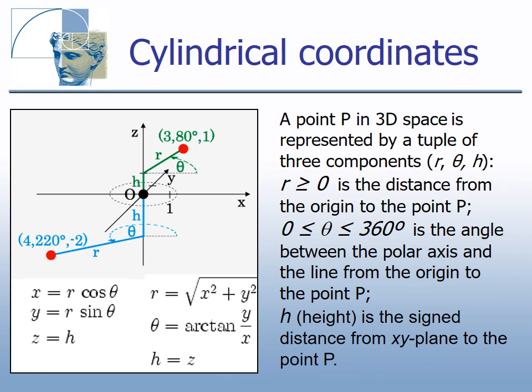For example, the cylindrical coordinate system is an extension of the polar system into space. A point P in 3D space is represented by a tuple of three components r, theta, and h. R is non-negative. It is the distance from the origin to the point P. Theta is in the following interval, and it is the angle between the polar axis and the line from the origin to the point P. H, height, is the signed distance from the xy plane to the point P.